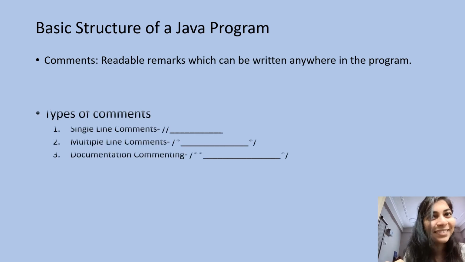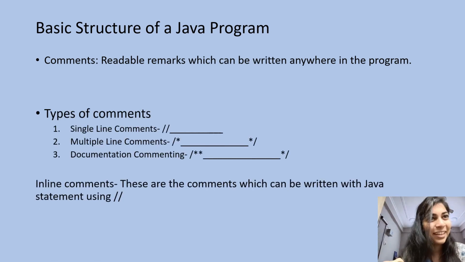Okay, let me bring all of it again. Right, alright. We can write comments at the starting or in the middle of a Java program, right? A comment statement is a non-executable statement. So basically comments are readable remarks which can be written anywhere in the program for the sake of the users to understand what action is going to be taken in the program or in the statement, right?